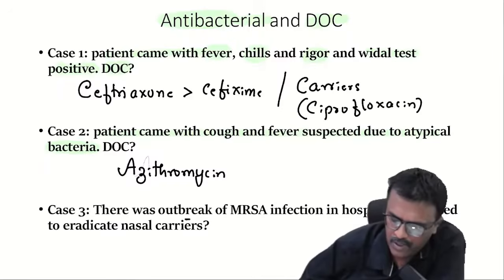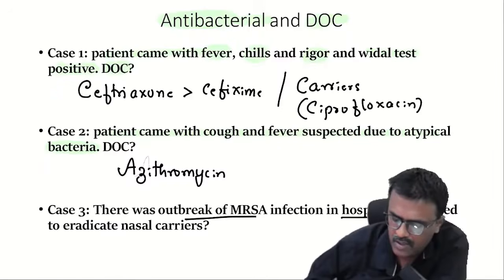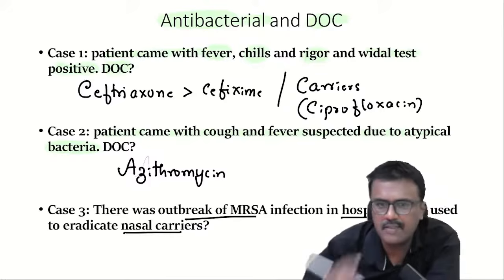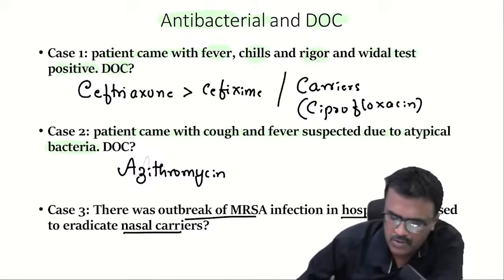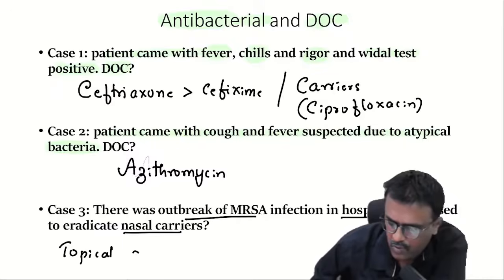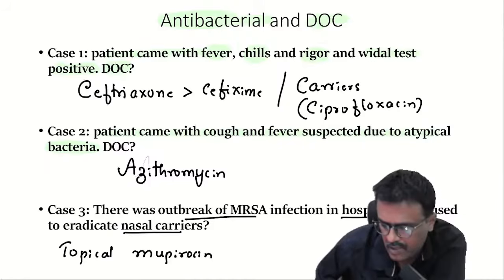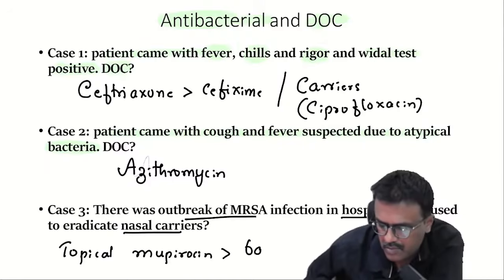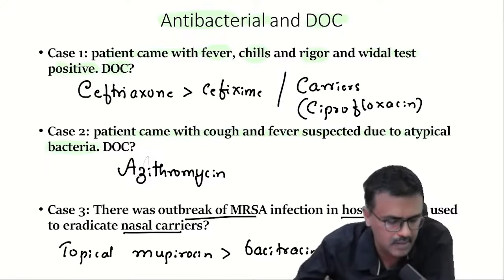There was an outbreak of MRSA infection in the hospital. A drug used to eradicate nasal carriers. The drug used to eradicate nasal carriers is topical mupirocin. If that is not there, you can use bacitracin.